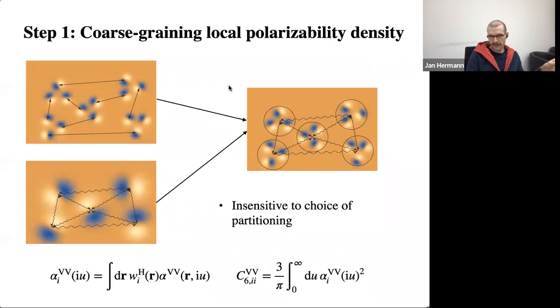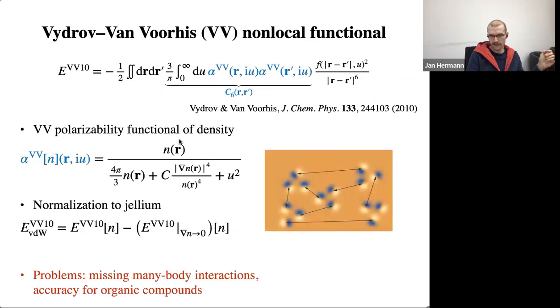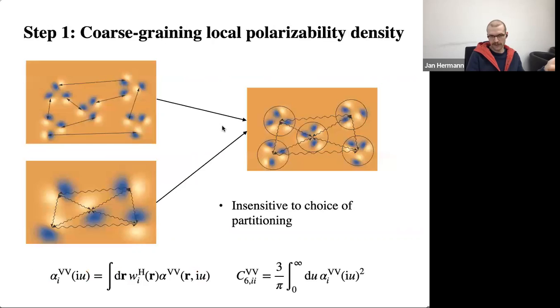So we do it in 3 steps. In the first step, we take this functional and we simply coarse grain it to atoms. So you pick some partitioning of your electron density, and you simply integrate your local polarizability functional with those weights and get atomic polarizabilities. And that also gives you, by the Casimir-Polar, the atomic C6 coefficients. So that's step 1.